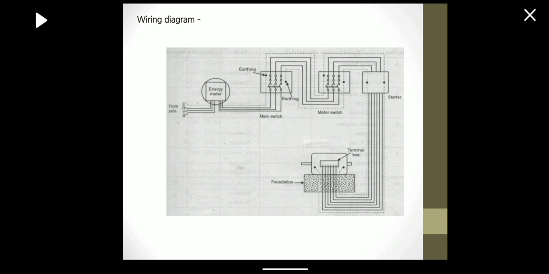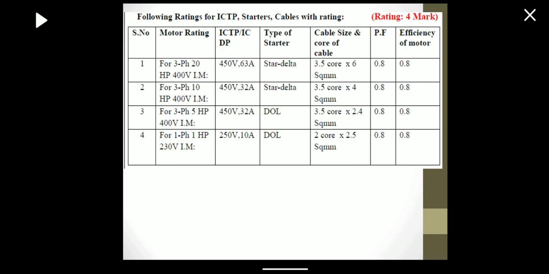So from pole to energy meter it has 4 wire, RYB and earthing. Then energy meter is connected to main switch board, then main switch to motor switch, to starter, and starter to motor. Then following ratings for the ICTP, starter and cable with their rating.